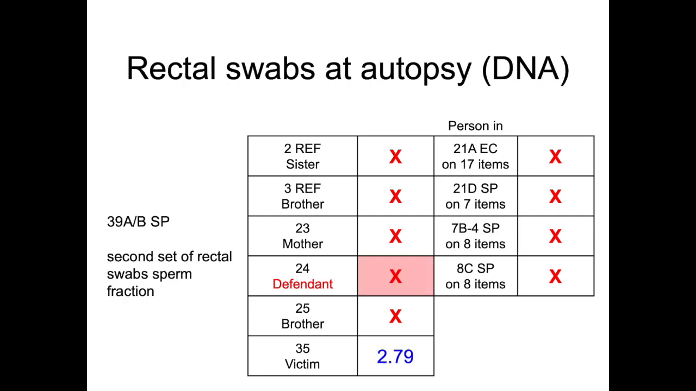Cybergenetics also confirmed the crime lab's results for the rectal swabs taken at the autopsy later on. The defendant is not associated with these second set of rectal swabs, nor is anyone else except for the victim.